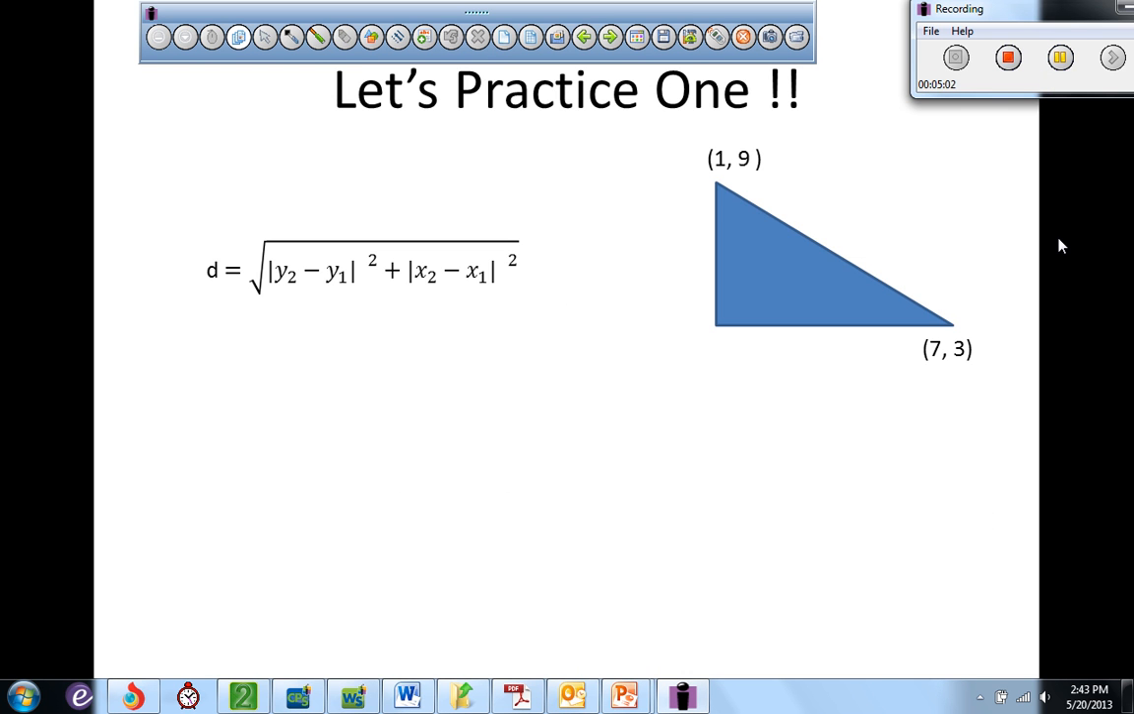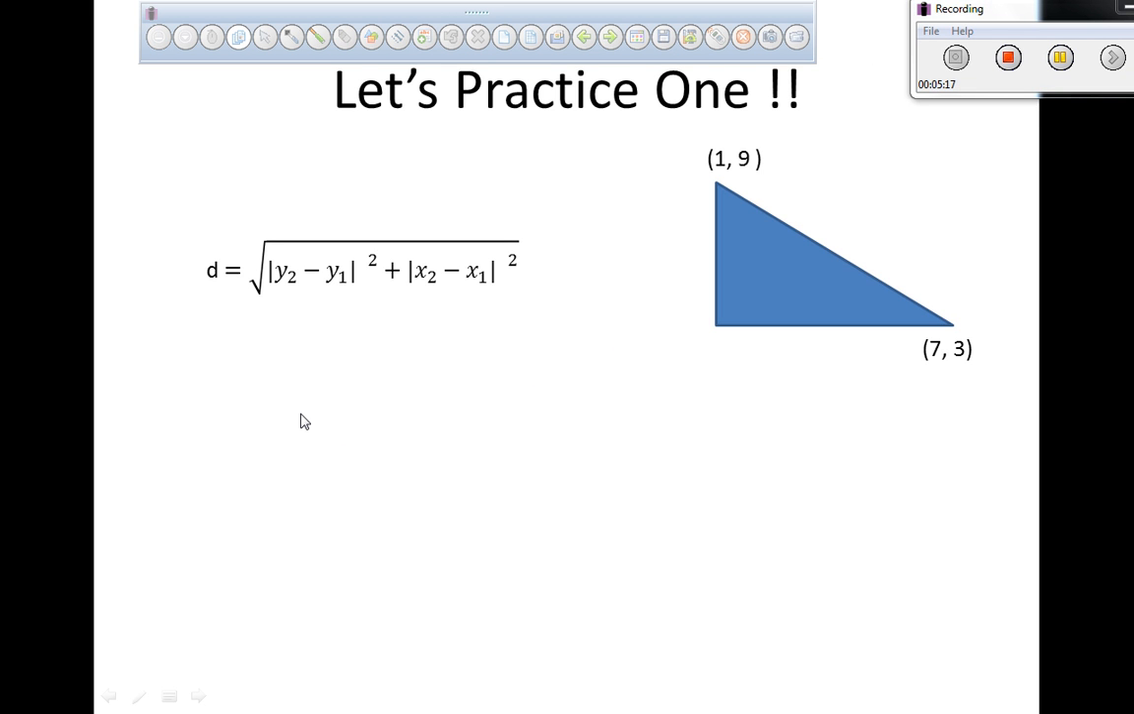Alright, so now using the distance formula, you'll need to pause the video, but what I want you to do is find the distance between these 2 points. Alright, so what we would do here is take the change in y. So we got 9 minus 3. Those are our y values. Then our x values, so it's 1 minus 7. Okay, so we take those differences, and then we'll square both of them.